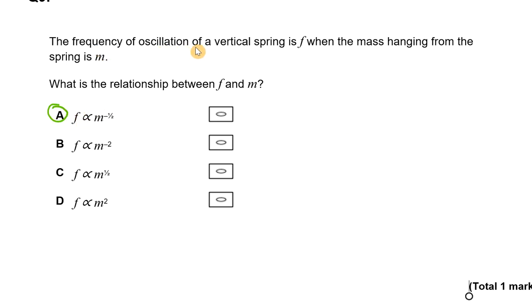So the frequency of oscillation of a vertical spring is f, when the mass is hanging from the spring is m. What is the relationship between f and m? Well, as always, I'm going to turn to my data book. I'm going to find a useful equation, and this is the one I'm going to turn to.